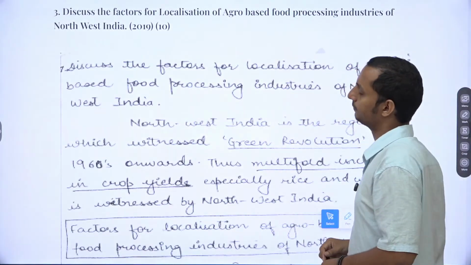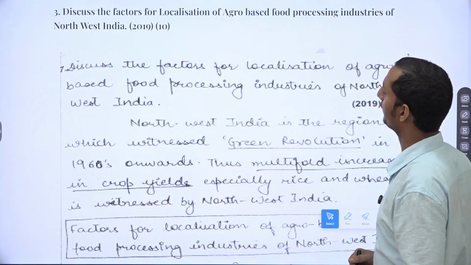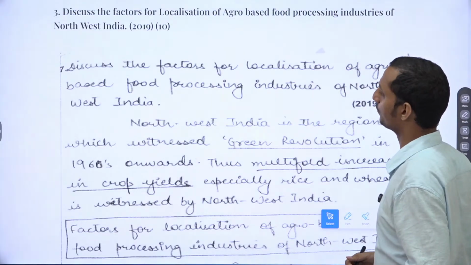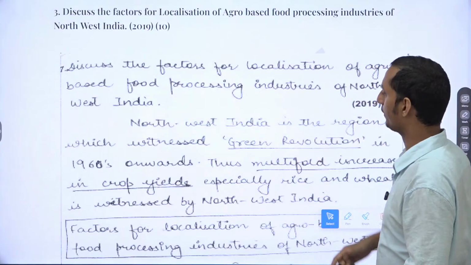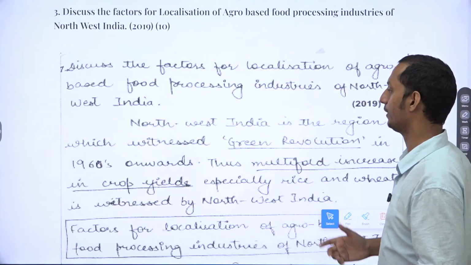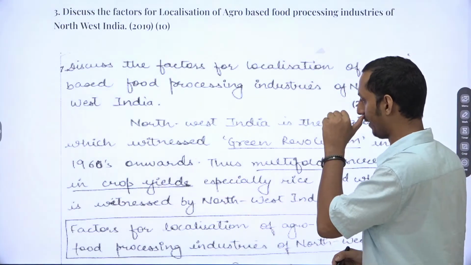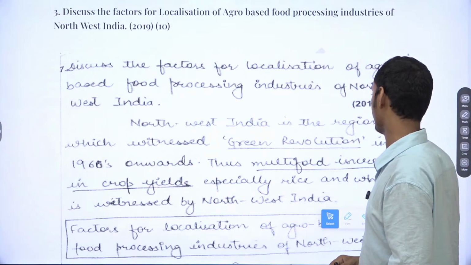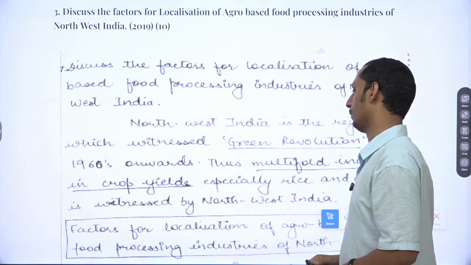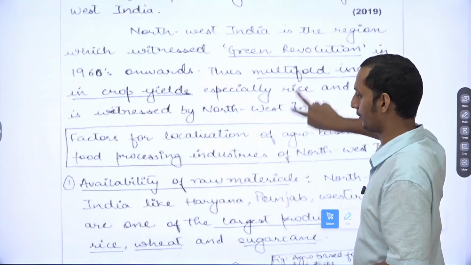Now, third question, discuss the factors for the localization of agro-based food processing industries of northwestern India. Here, the topper has written that northwestern India is a region which witnessed the Green Revolution in 1966 onwards. This multifold increase in the crop yield, especially rice and wheat, occurred in northwestern India. It's a very poor introduction.